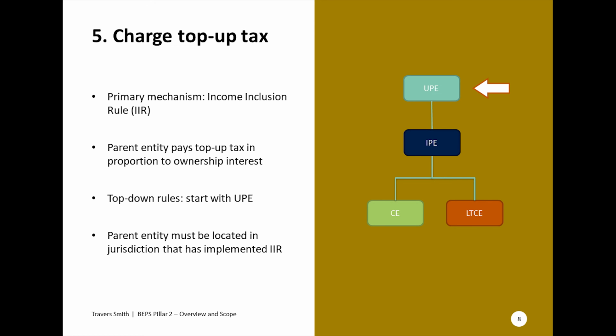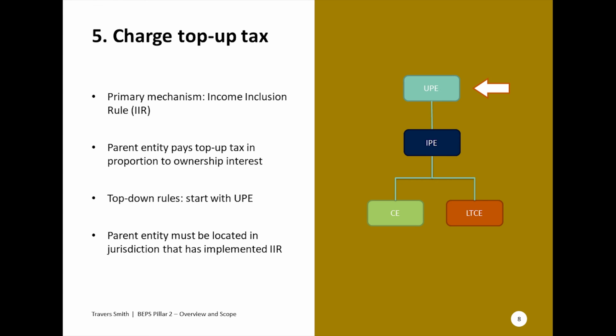The final piece of the jigsaw is to actually charge the top-up tax. And the primary mechanism is the income inclusion rule, or the IIR. Under this rule, the parent entity pays top-up tax of a low-tax constituent entity in proportion to the ownership interest that it has in the low-tax constituent entity. A parent entity is a constituent entity that owns an interest in another constituent entity. And the rules are top-down.